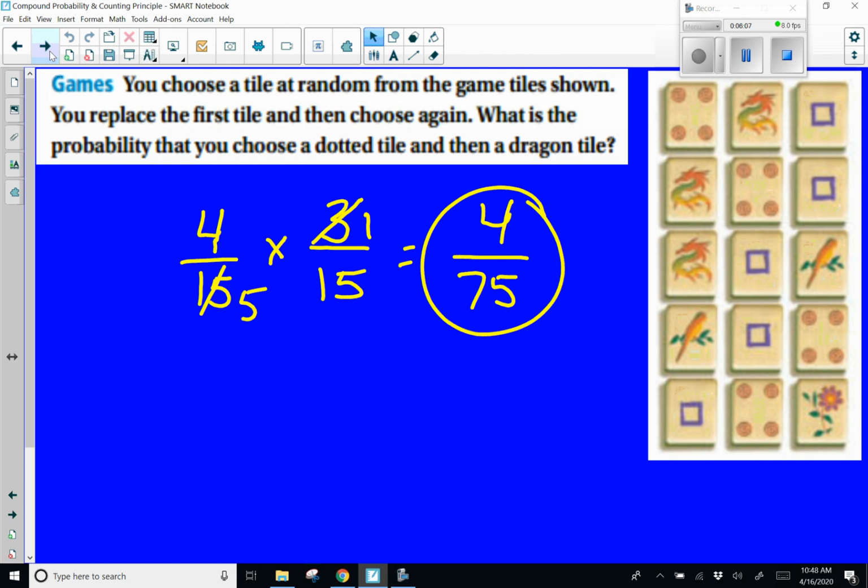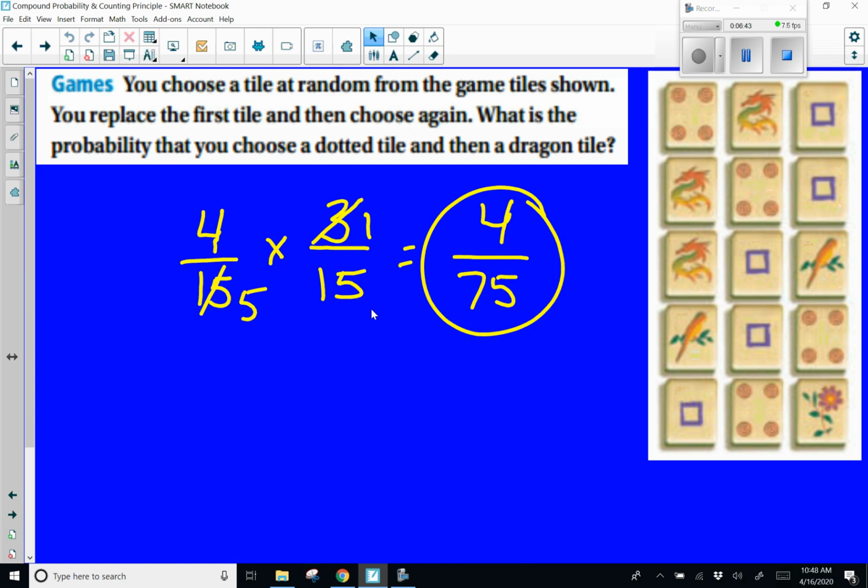You choose a tile at random from the game tiles shown. You replace the first tile and then choose again. What is the probability that you choose a dotted tile and then a dragon tile? Well, as you can see, we have 15 total tiles here. So the probability of choosing a dotted tile, well, we've got 1, 2, 3, 4 of them. So 4 out of 15 times, we're putting it back in, which means we still have 15 tiles. And then the probability of a dragon tile would be 1, 2, 3 dragons. So 3 out of 15.